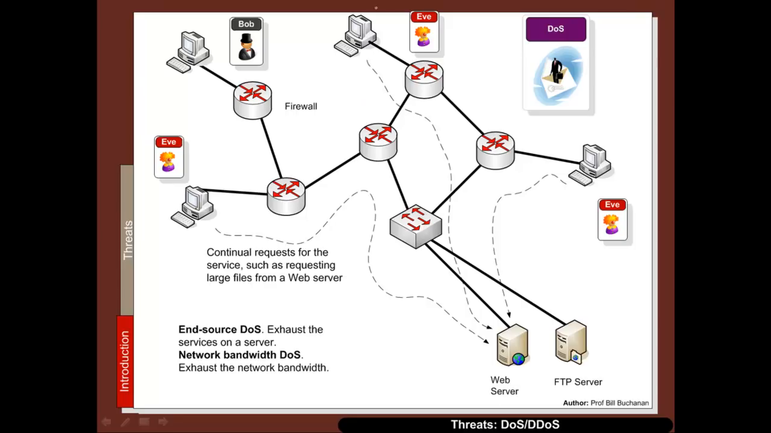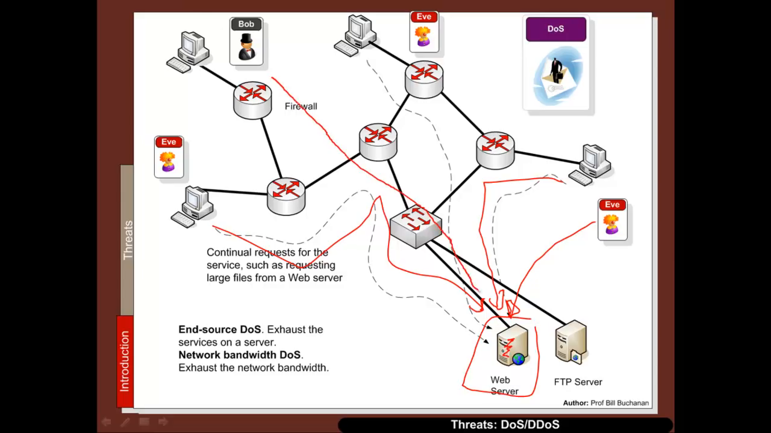Some of the threats that we face include denial of service or a distributed denial of service. In this, the intruder has a certain target, so in this case we have a web server, and it is possible for the intruder to make continual accesses to that server, such as continual connections, in which case the resources of the web server become depleted, so that Bob cannot get a good quality service from the server.